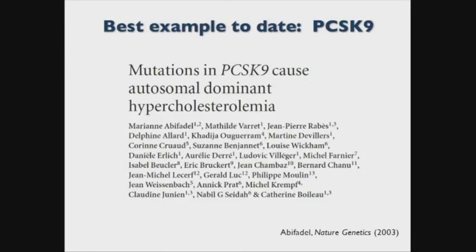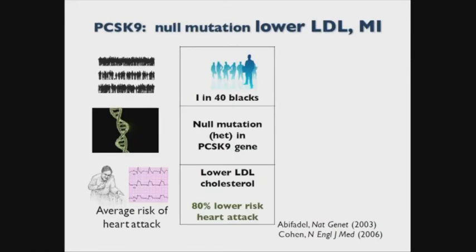So the poster child for this story, of course, is PCSK9, discovered in 2003 by Catherine Boulot and Marianne Abifadel in France, and they found families where there's gain-of-function mutations that increased LDL cholesterol, and these individuals had higher risk for coronary heart disease and stroke. Conversely, Helen Hobbs and Jonathan Cohen identified 1 in 40 African Americans in the United States carried a null mutation in the gene, heterozygous null. This mutation lowered LDL cholesterol lifelong and led to a dramatic lowering of risk of coronary heart disease, risk of heart attack.